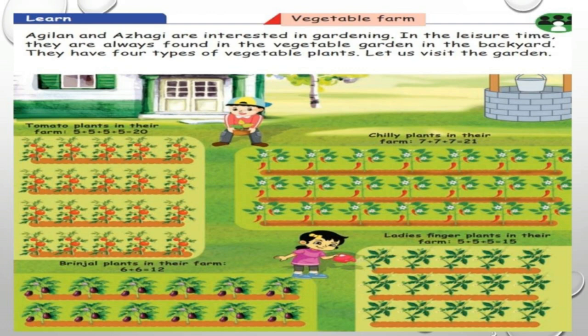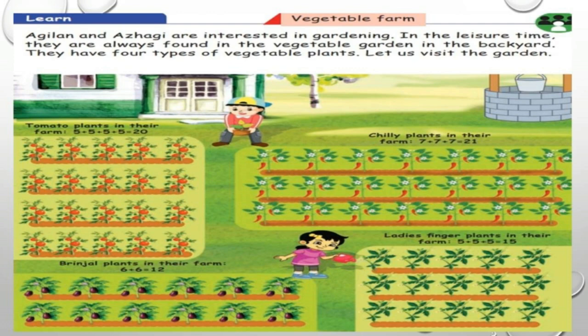So see here, tomato plants in their farm. How many plants are in a row? There are 5 plants in a row. How many rows are there? 4 rows. So they have written 5 plus 5 plus 5 plus 5. Totally how many plants? 20.